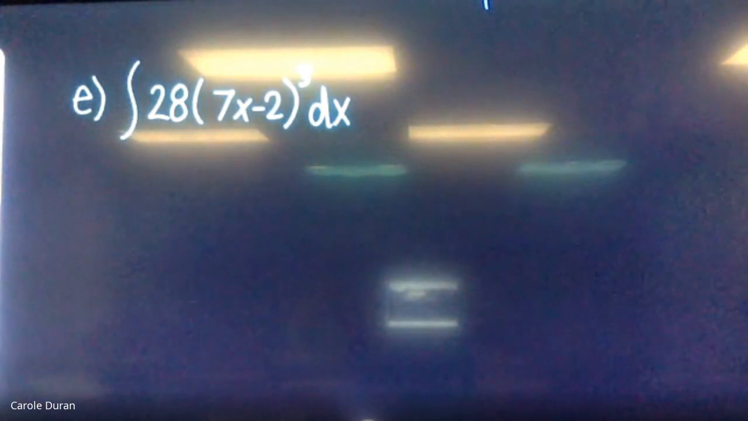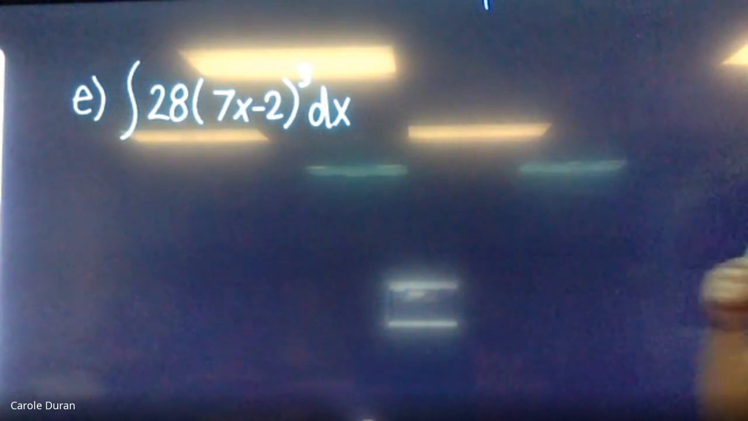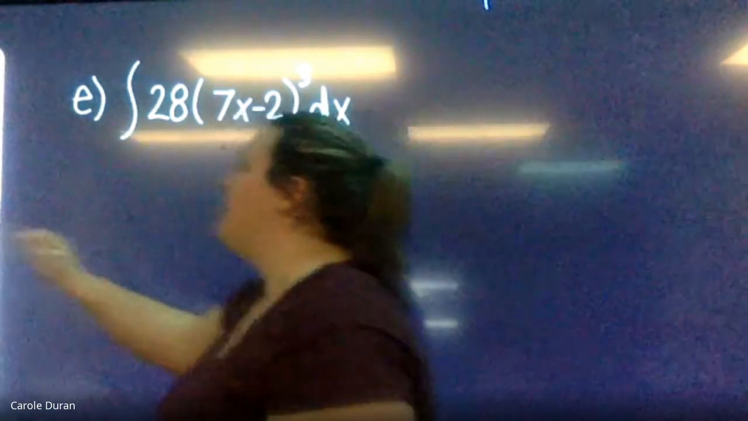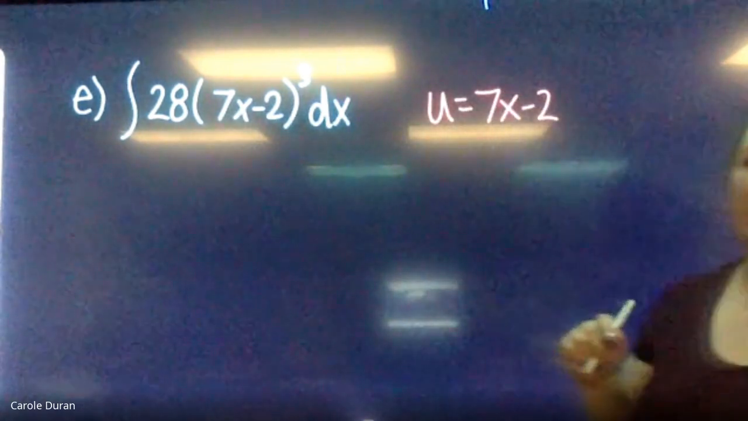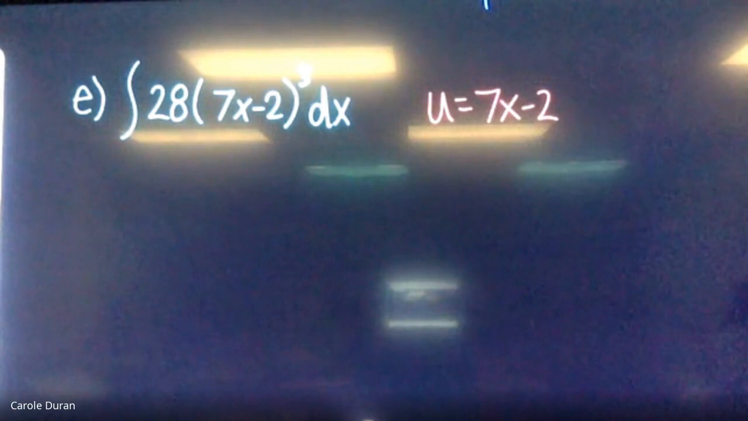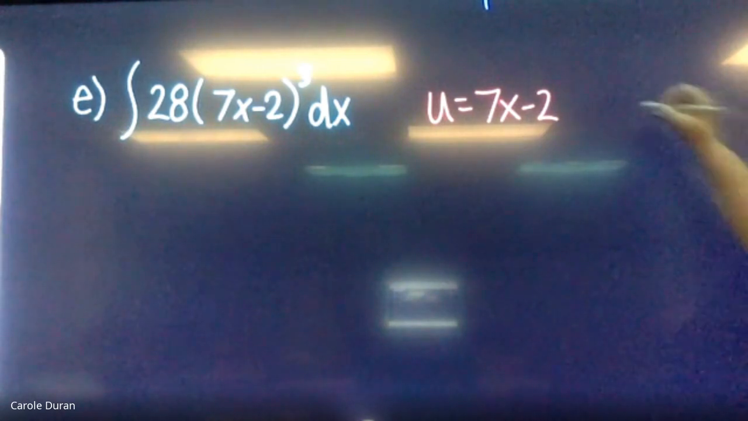The first thing I noticed is that I have parentheses in here, which means that I had chain rule happening. So I need to identify my inside function, which here is going to be 7x minus 2. I had parentheses with the exponent outside. And then I can take the derivative of u, which is going to be 7.